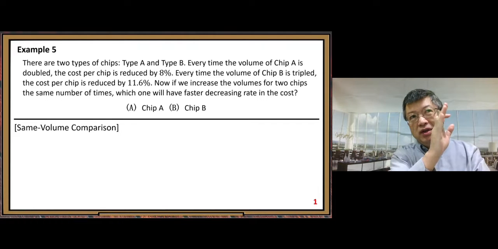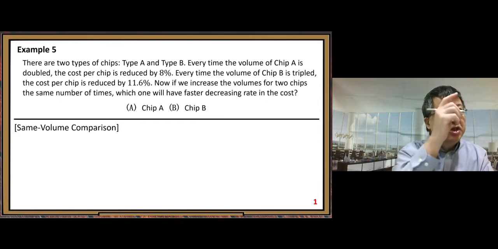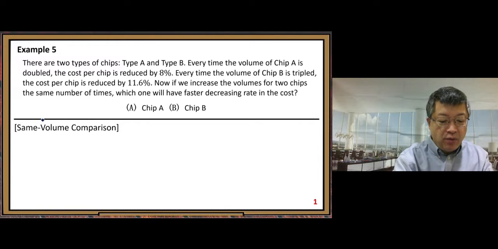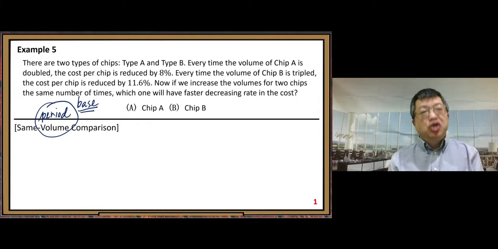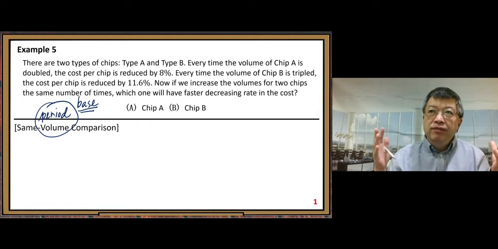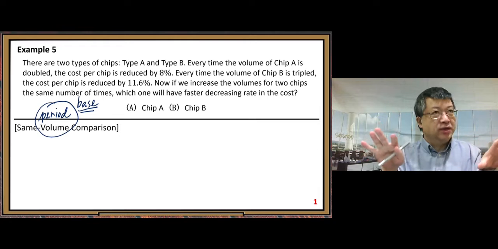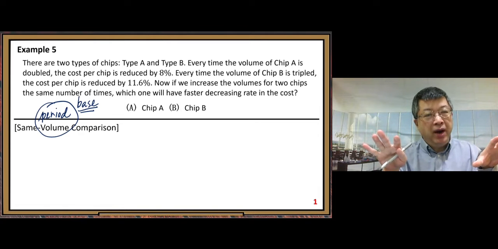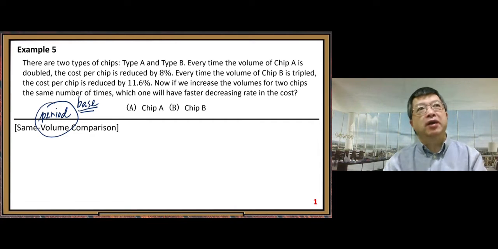In the previous example, we considered same period comparison. All these things in general, we call the same base comparison. Initially, two things are given on different bases, but it is not convenient to compare. So we need to convert them to the same base. Then it's easy to compare. The same idea here.